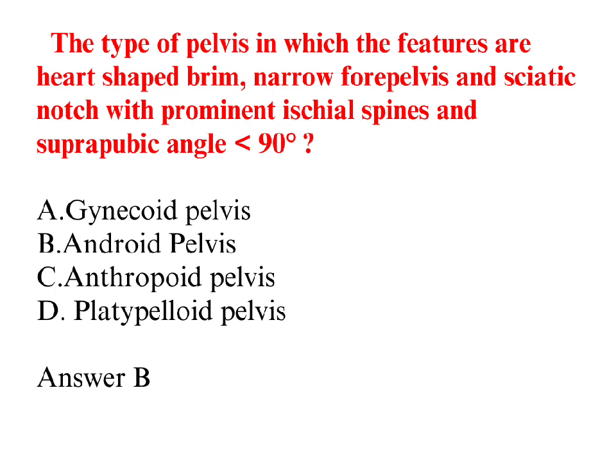Okay, C anthropoid pelvis. Anthropoid means here the pelvis shape is oval shape. D platypelloid pelvis, the shape of the pelvis is flat and shallow. A, C, D are wrong answers. Android pelvis shape is heart shape, so the B answer is correct.